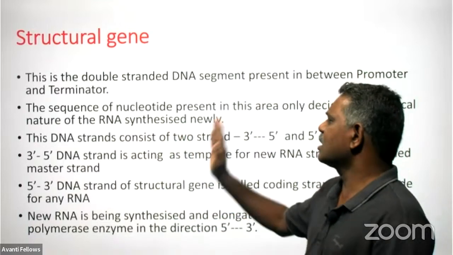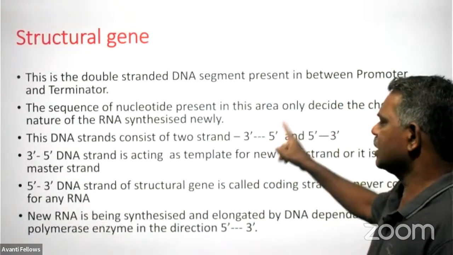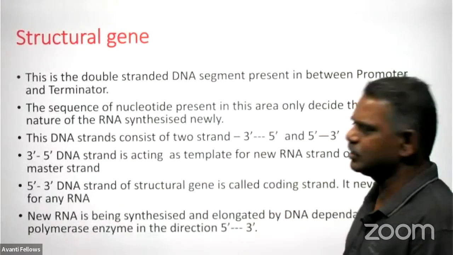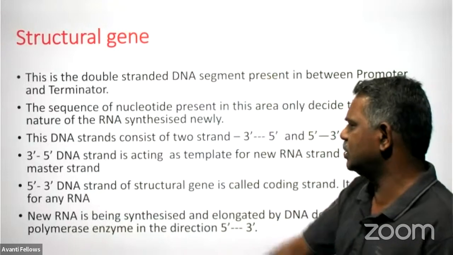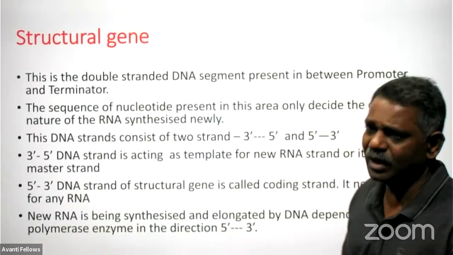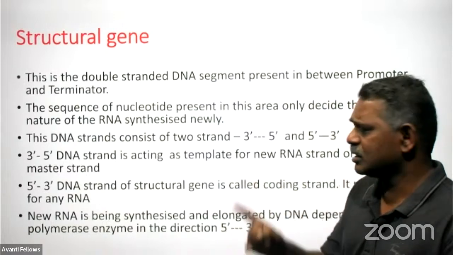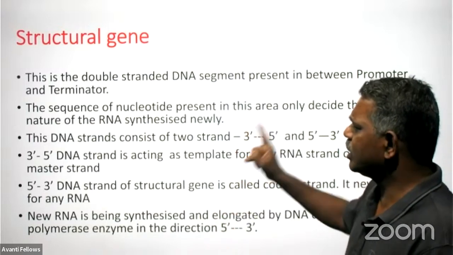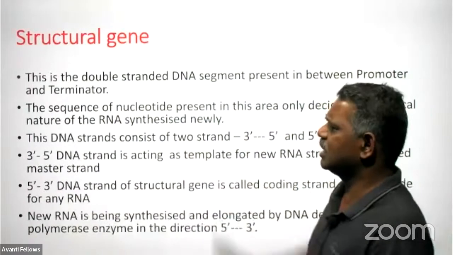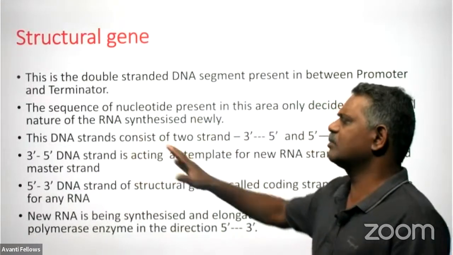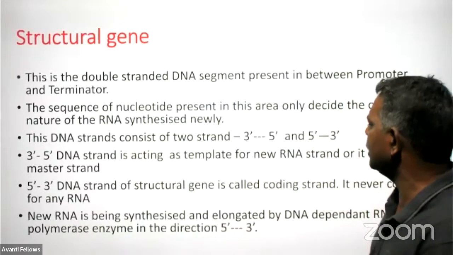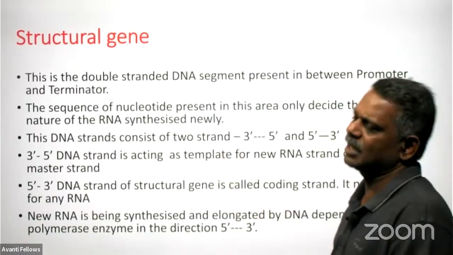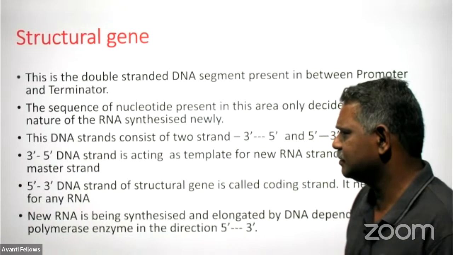And this DNA consists of two strands. One is the 3' 5' strand, and the other is the 5' 3' strand. The 3' 5' strand of the DNA in the structural gene acts as the template. Why? Because the newly constructed RNA always elongates in the 5' 3' direction, so it should be complementary to the DNA template strand. So naturally, that 3' 5' strand of the DNA acts as the template for the new RNA strand, and it is called the master strand, or the template strand.